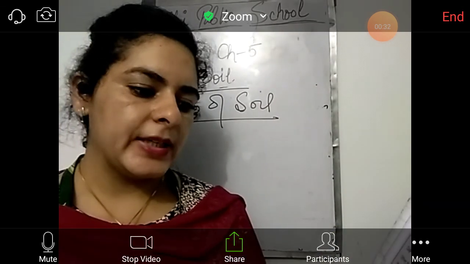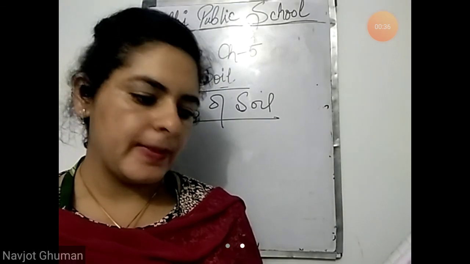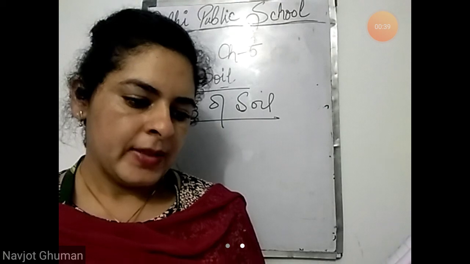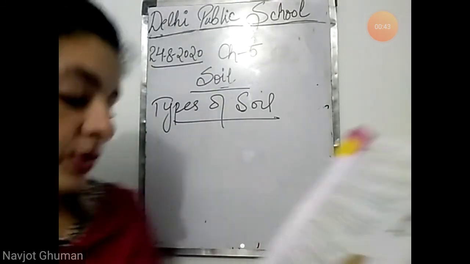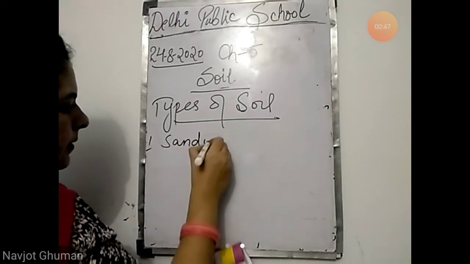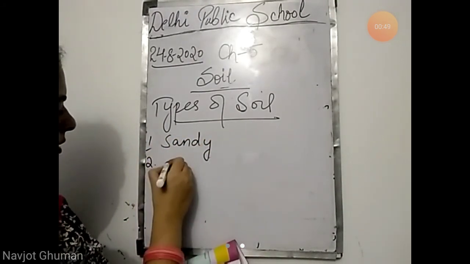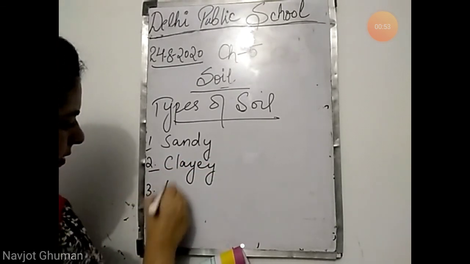There are mainly three types of soil depending upon the amount of different soil particles present in it. These are sandy, clay and loamy soil. So three types of soil are there: sandy, clay and loamy.